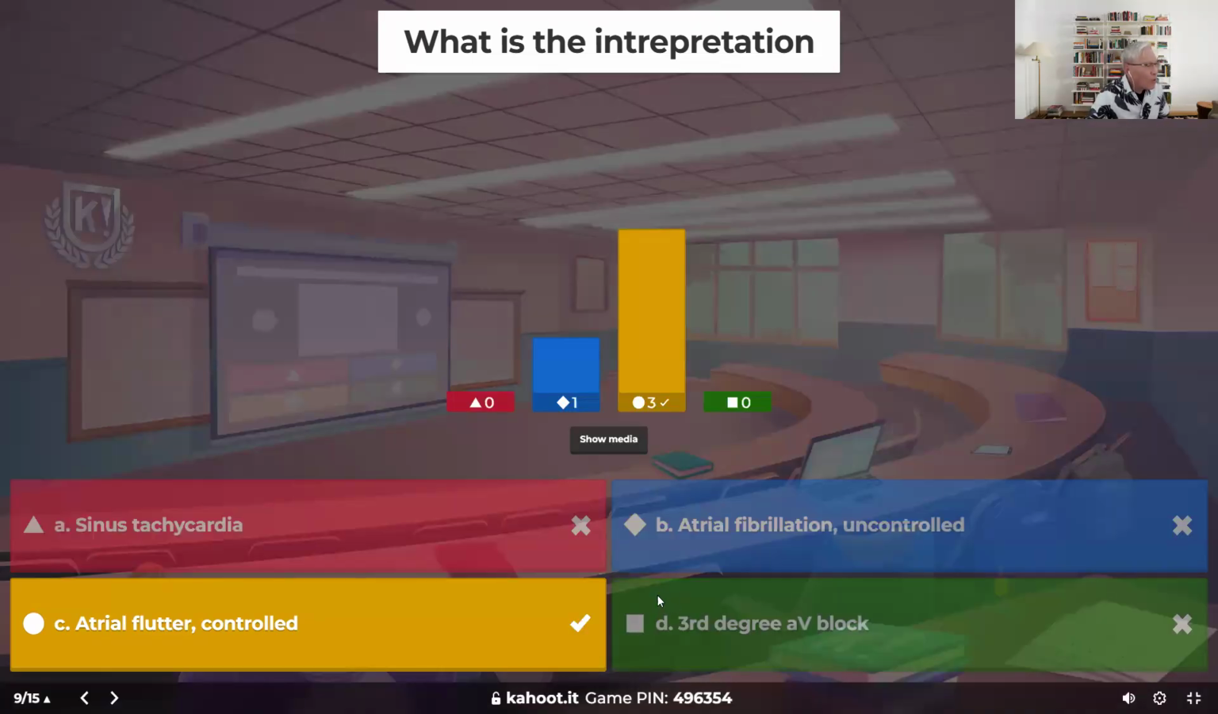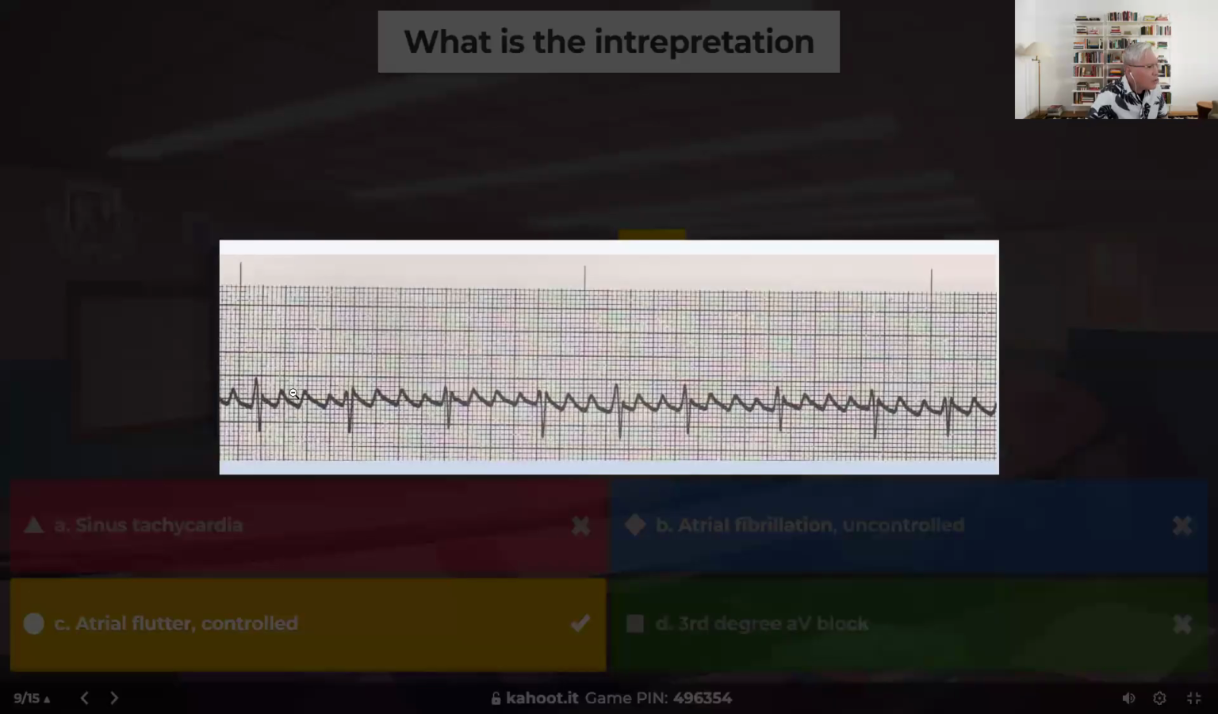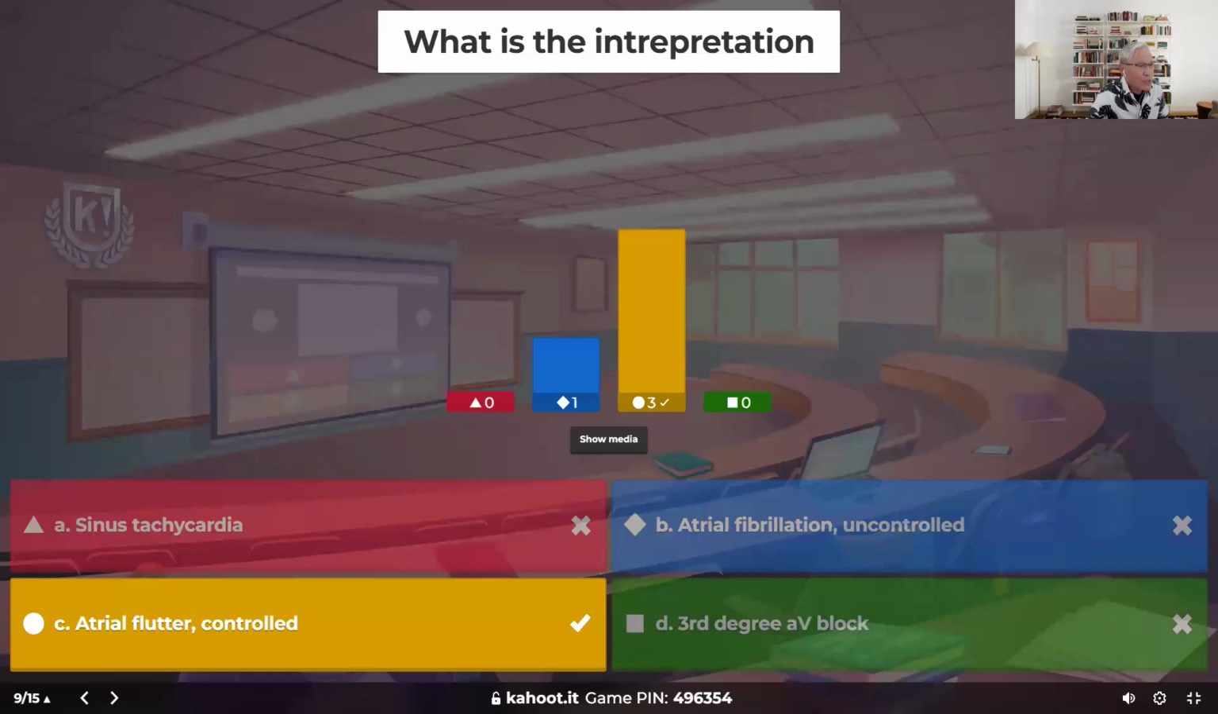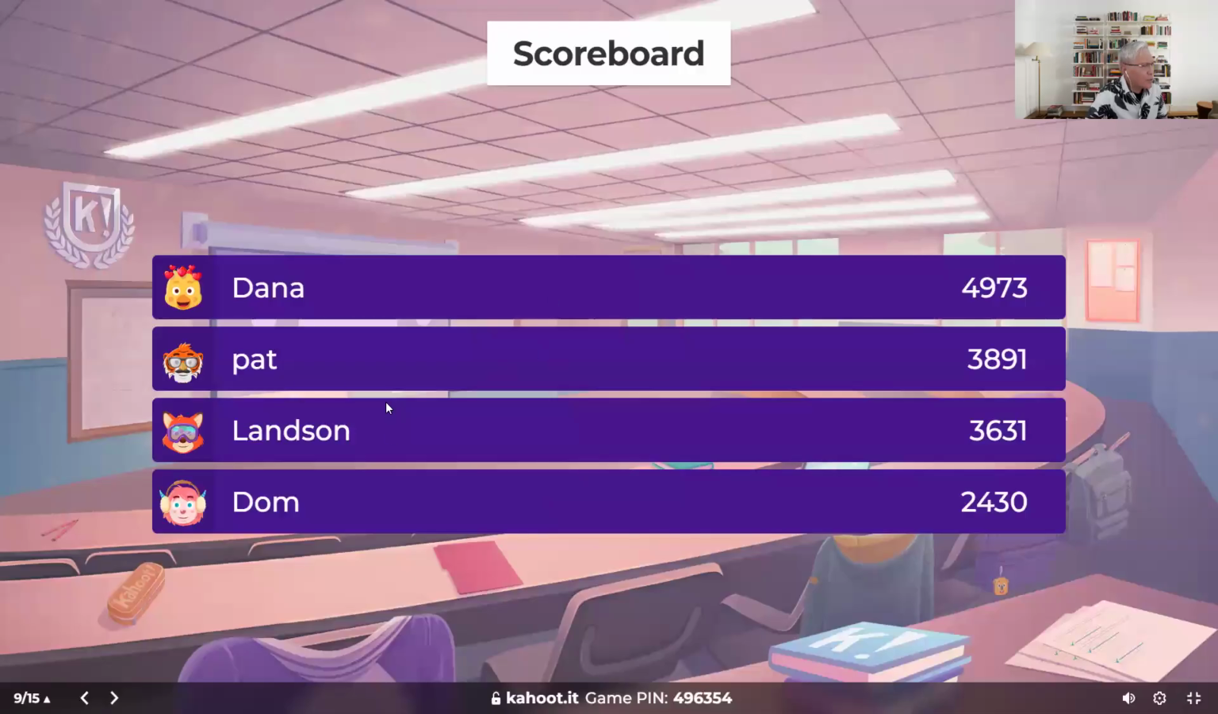Okay, so what we have over here is a sawtooth pattern. So you remember big teeth. Big teeth is what is known as atrial flutter. If the teeth is small, then that would be atrial fibrillation. So this is what is known as atrial flutter, which is control. That's not important to you.